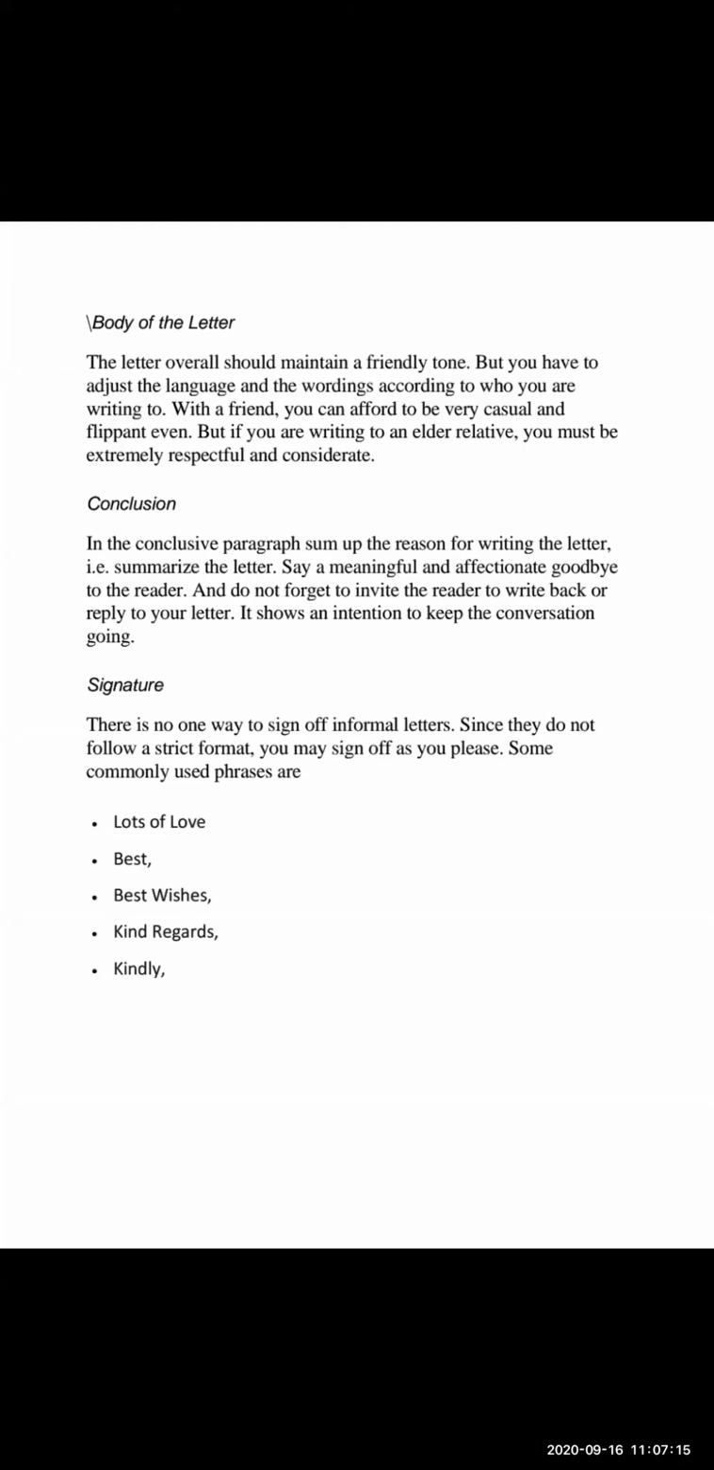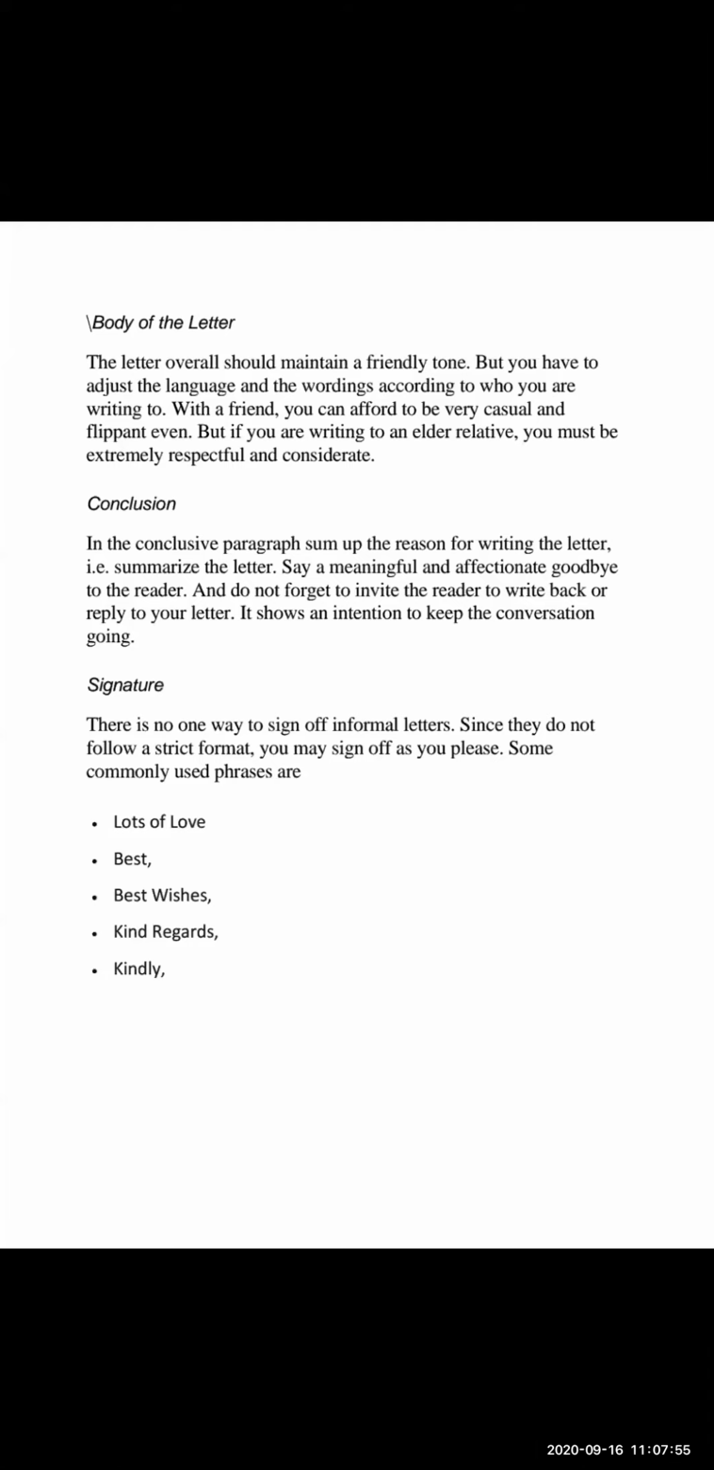But if you are writing to your elder relatives, at that time you must be extremely respectful and considerate. Now the next part is the conclusion. In the conclusion paragraph, sum up the reason for writing the letter. That is, summarize the letter, say a meaningful and affectionate goodbye to the reader, and do not forget to invite the reader to write back or reply to your letter. It is a very important part, and you need to write it in your letter.